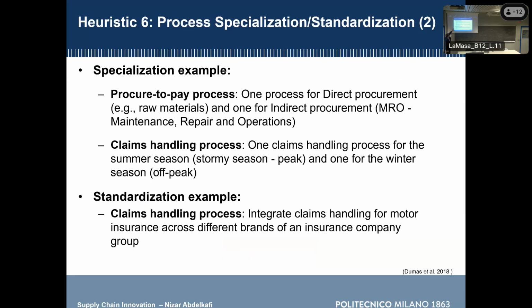Then we have a standardization example. You are standardizing a process. It means that you integrate claims handling, let's say for motor insurance, across different brands of insurance companies. For example, you may have an insurance company with different brands. Brand 1, brand 2, brand 3. If Allianz Insurance has many brands under the same company, the claims handling could be integrated across the different brands. Instead of having for each single brand a department that does its own claims handling, you can collapse everything into one single department doing it for all brands, right? So this is process standardization.